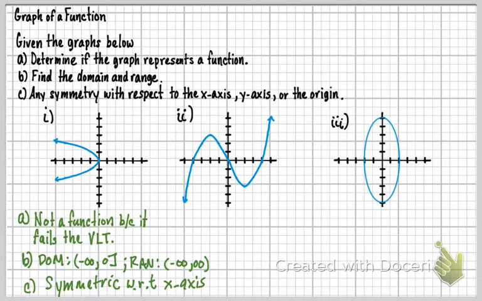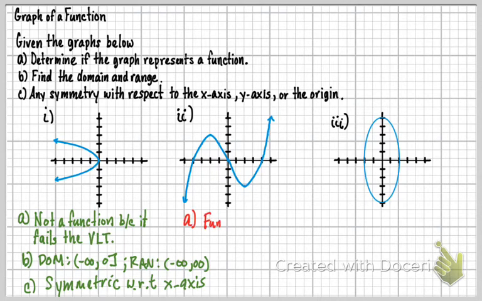So for number B here, determine if the graph represents a function. I can draw infinitely many vertical lines, and I can clearly see that I'm never going to intersect my graph in more than one spot. So it's always going to be at most once. So that tells me right away that it passes the vertical line test, which tells me for part A here that it is a function.